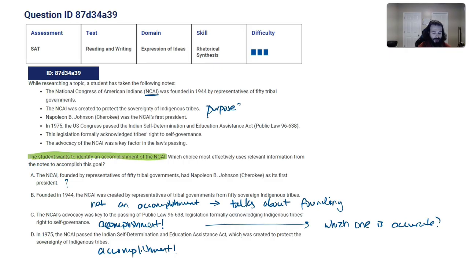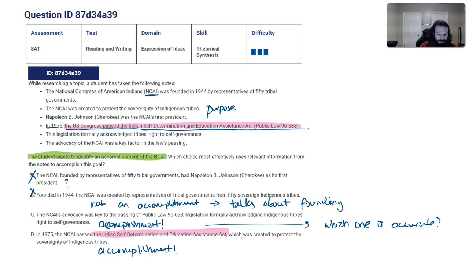We don't know if they accomplished that. Napoleon B. Johnson was NCAI's first president. Still not an accomplishment, so I guess we can go ahead and eliminate A as well. And now notice that it says in 1975, the U.S. Congress passed the Indian Self-Determination and Education Assistance Act. Very key here is that it says the U.S. Congress passed this act. And if you're familiar with the way that our government works, you might have even spotted that in D, right? It's unlikely that an organization other than Congress is passing acts, but let's not rely on outside knowledge. It tells us right here that the U.S. Congress did that, not the NCAI.